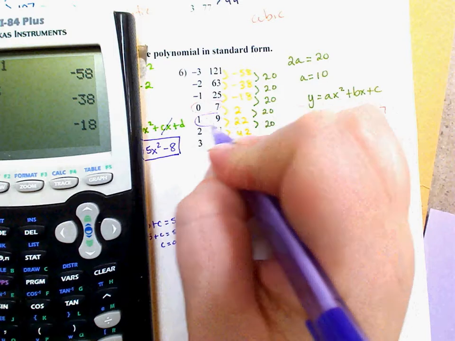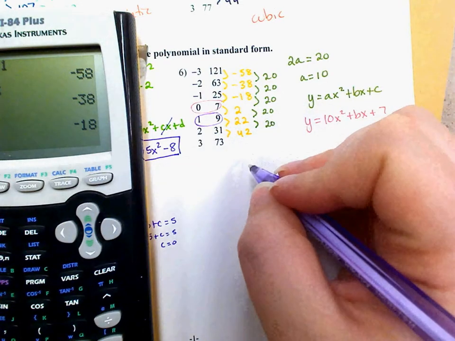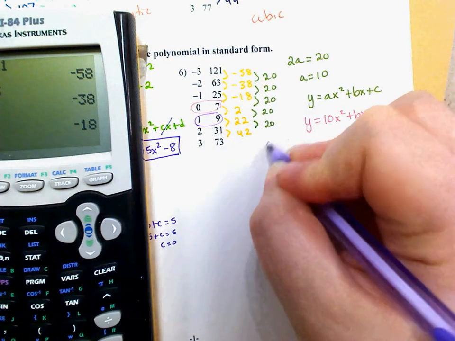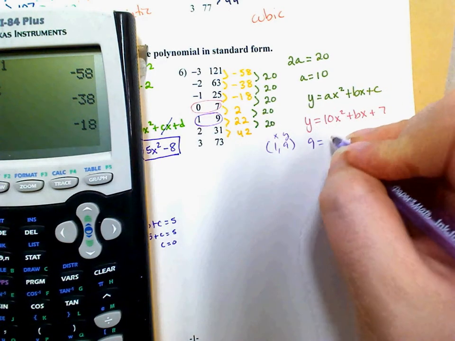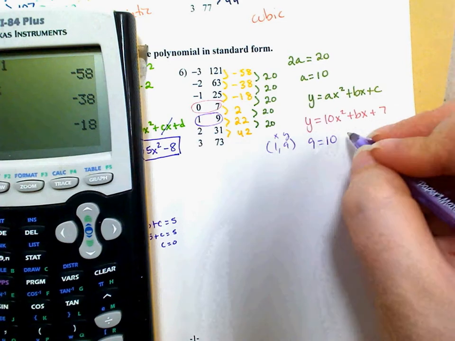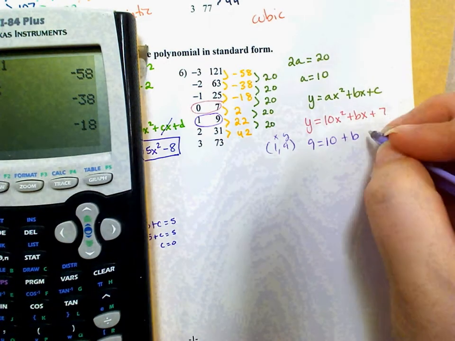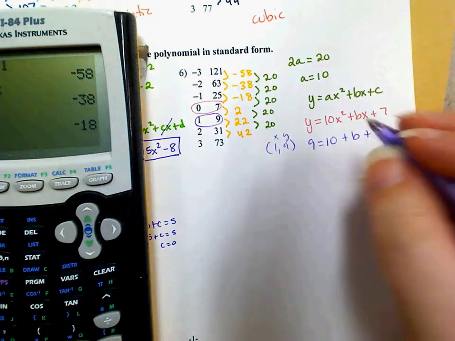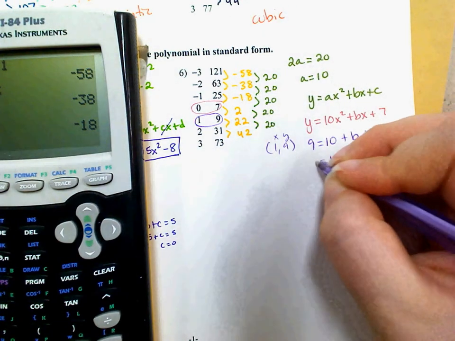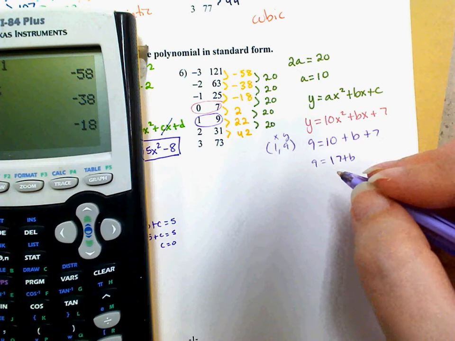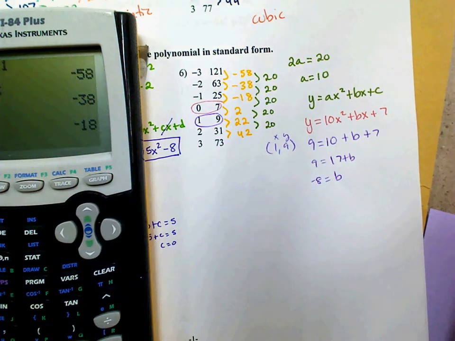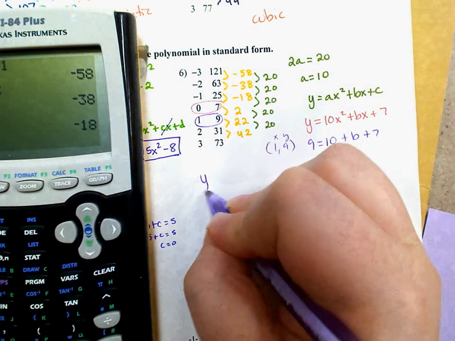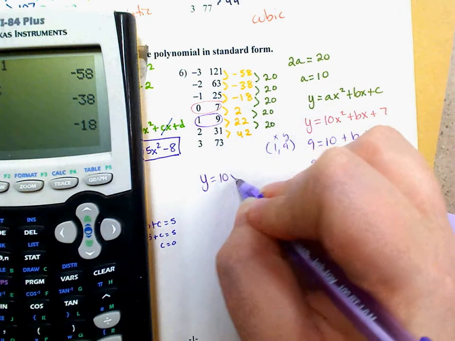So I'm going to plug in x and then y. So y is 9, x is 1, 10 times 1 squared is just 10, plus b times 1, which is b, plus 7. 10 plus 7 is 17. And if I subtract 17 over, then I'm left with 9 minus 17, which is a negative 8. Okay. So my final answer is y equals 10x squared minus 8x plus 7.